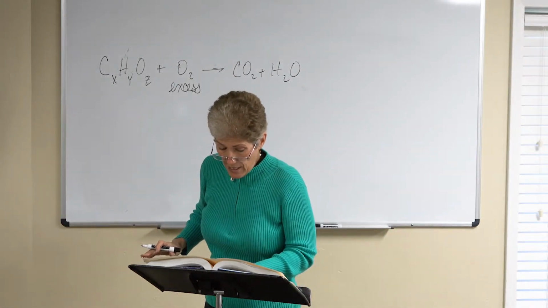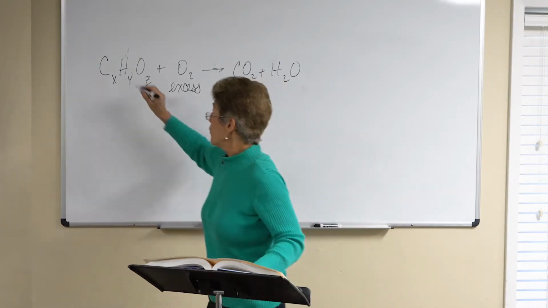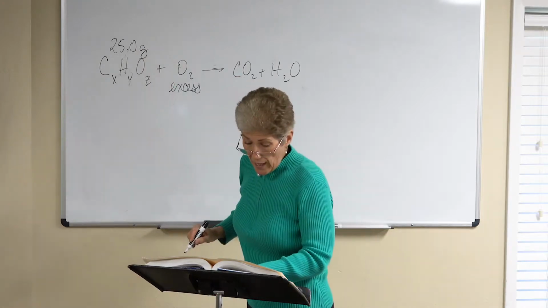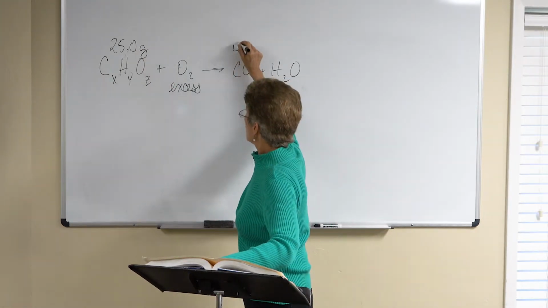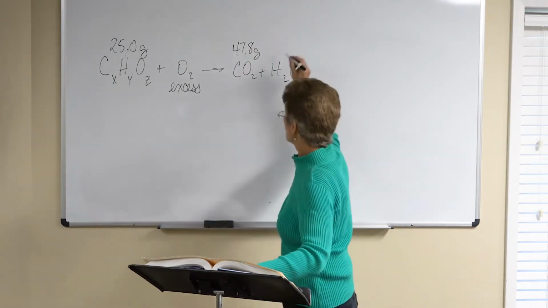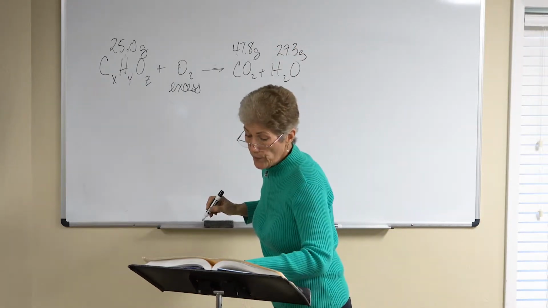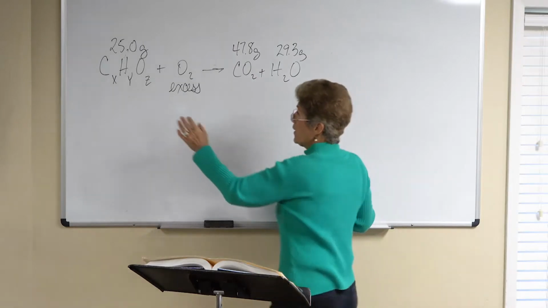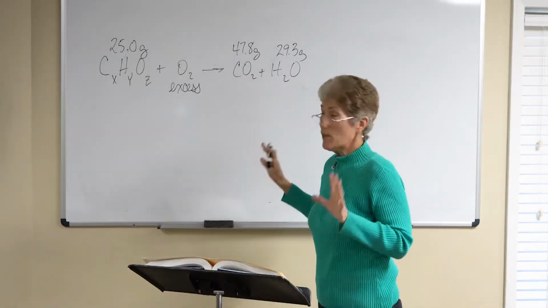And so from the information we're given, we have a 25.0 gram sample. And we produce 47.8 grams of carbon dioxide and 29.3 grams of water. No other products. So what is the empirical formula? And that's why we could have oxygen in this, but we don't know. We're going to see. We're going to figure that out.